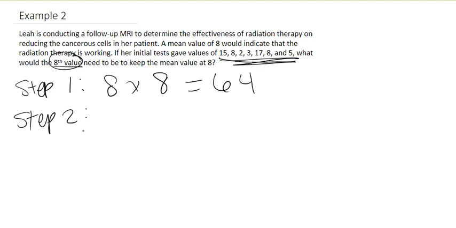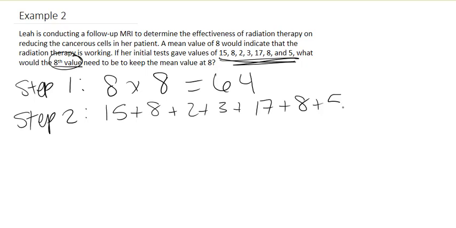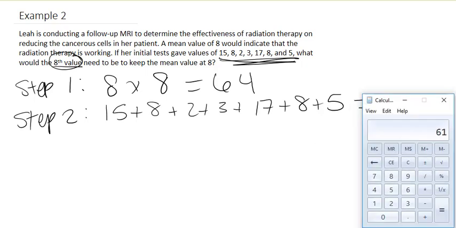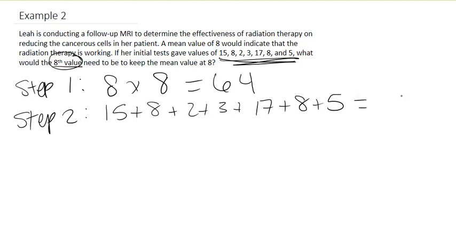So we have, so let's grab that calculator and let's go 15 plus 8 plus 2 plus 3 plus 17 plus 8 plus 5 is equal to 58. So we have 58 here.